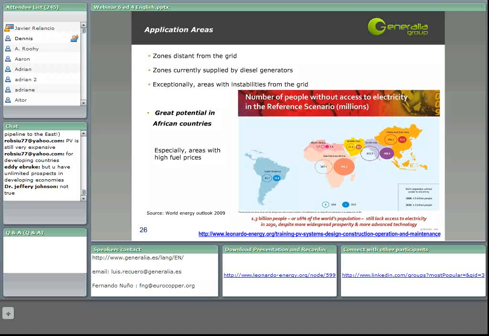Here in this slide you can find a map showing the number of people that do not have access to electricity in different parts of the world. You can check that the numbers in South Asia and in Sub-Saharan Africa are very, very high. So you have a good market in those continents.